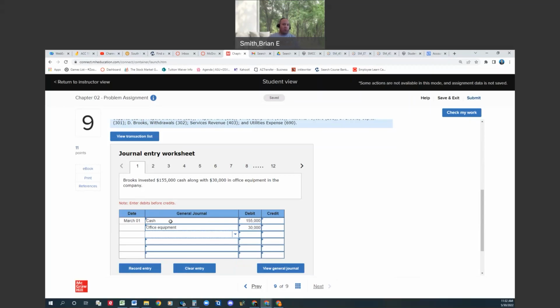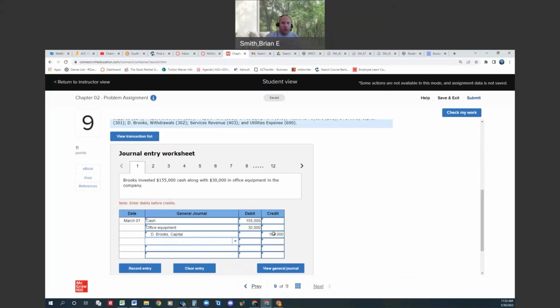So this is one of those complex journal entries where we're going to have more than just 2 accounts. Sometimes this happens. And then it's going to be Brooks Capital. And we need to add all of this up, $185,000, okay? We've debited cash and office equipment because they're assets. The normal balance on an asset is a debit, and we're increasing it, so we're going to debit it. And D. Brooks Capital is an equity account. We're increasing equity, so we're going to credit that account.